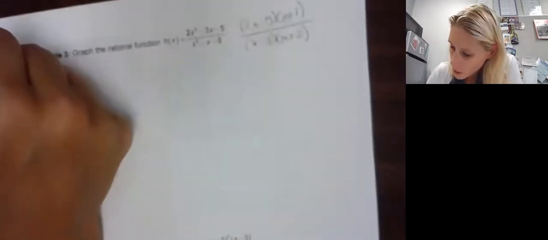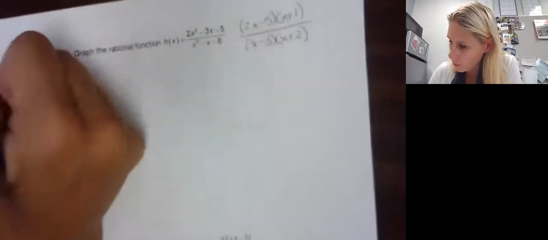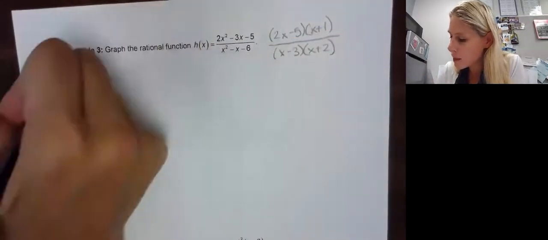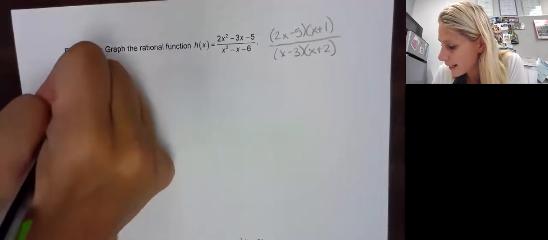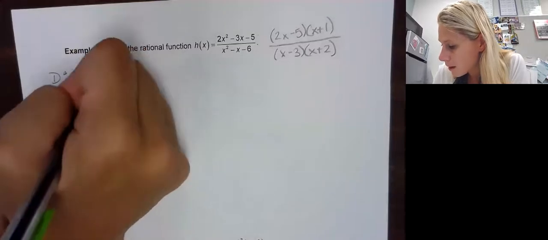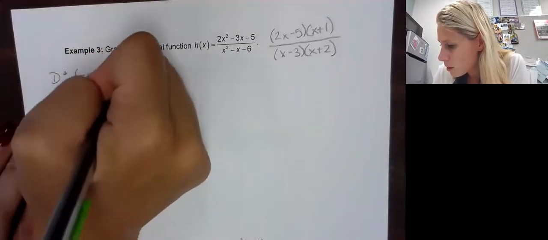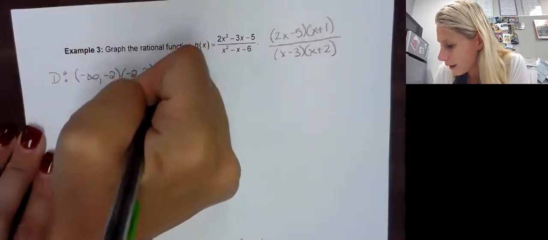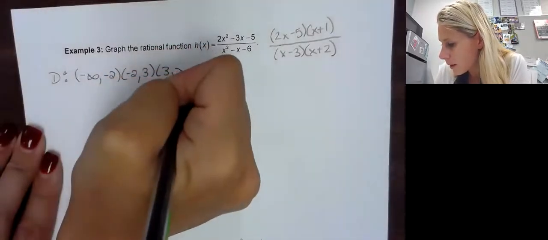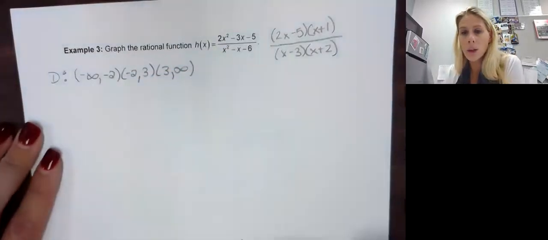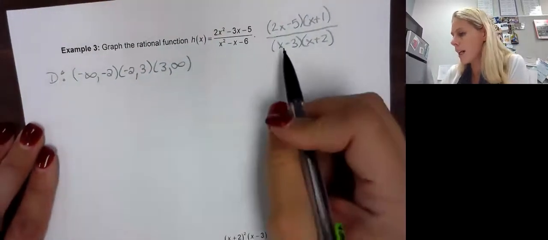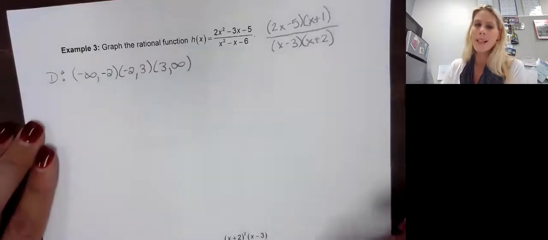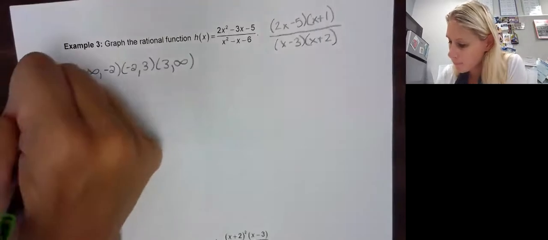Okay, so domain, remember domain, we look at our denominator. So we know that we're going from negative infinity to negative 2, negative 2 to 3, and 3 to infinity. If that was too fast and you're wondering where I'm getting those numbers, well, I asked myself, what can't x be? X can't be 3 and x can't be negative 2. And that's where I got that.